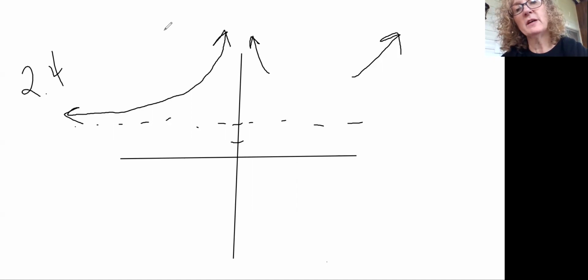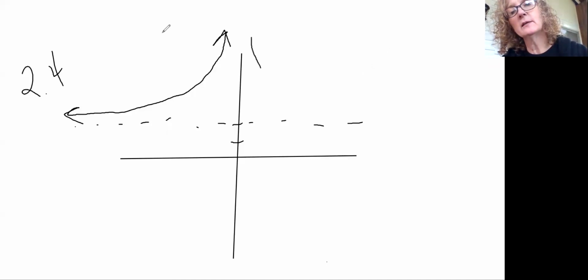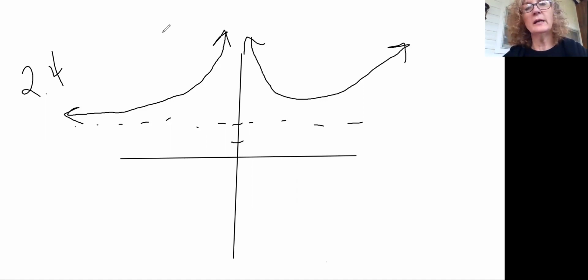Now on the right side of x equals 0 over in quadrant 1, what could that look like? Well, that could look like this. Now, is that the only way it can look? No, heavens no. But that is one way it could look because that satisfies all those criteria.